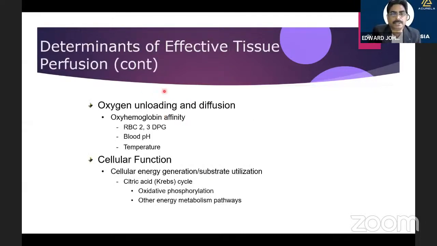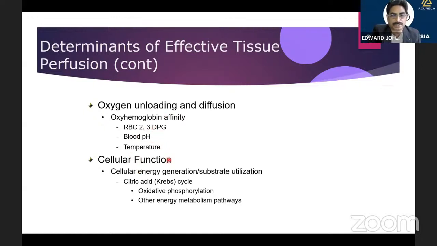So other determinants are, once the blood has reached the end organ, the oxygen has to be unloaded from the hemoglobin and diffused into the cell. So the unloading is more important. That is ODC, shifting of the ODC to the right side. That is, we have to decrease the affinity of the hemoglobin to the oxygen. So that is by the increased 2,3 DPG and blood pH and also increase in temperature.